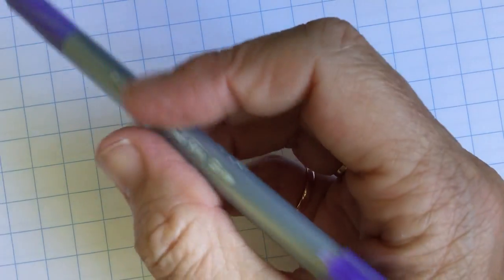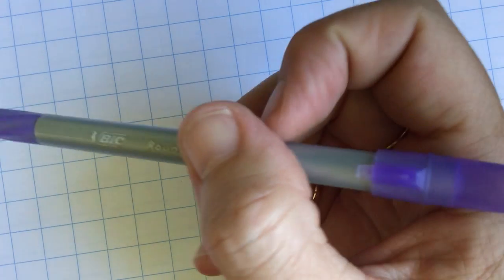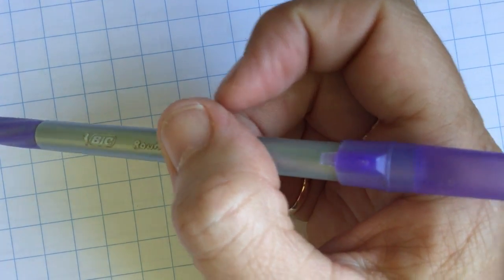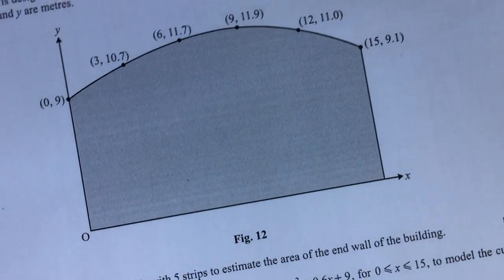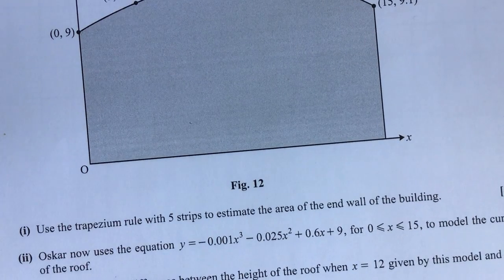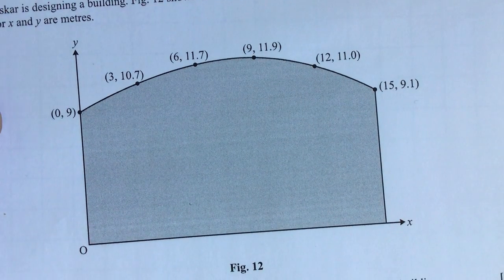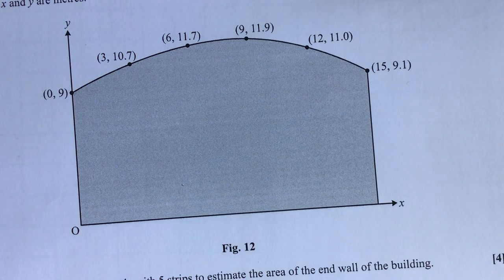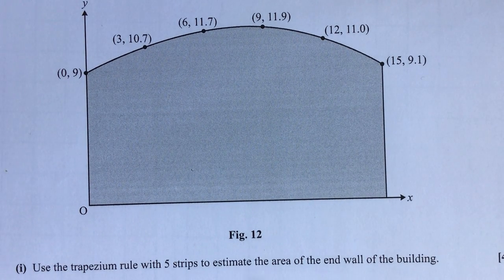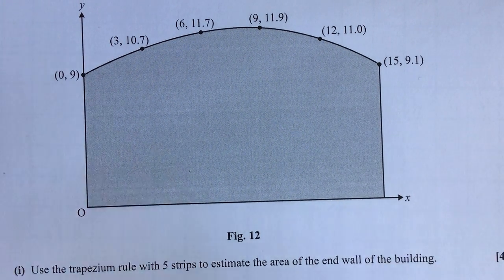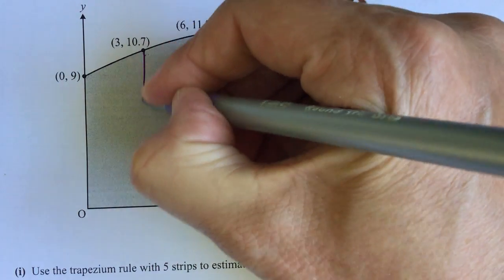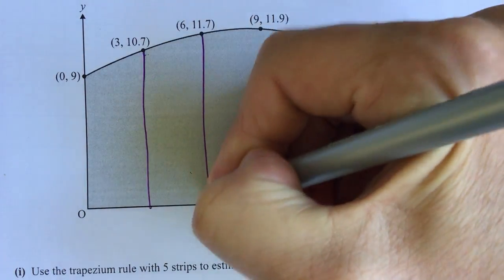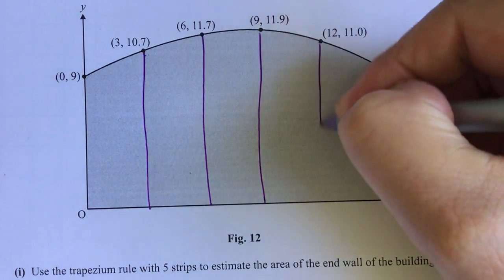Question 12. Oscar is designing a building. It's actually probably easier if I do this on the paper here. Use the trapezium rule with 5 strips to estimate the area of the end wall of the building. So I'm just going to draw my strips in so it's clear to me where they are.